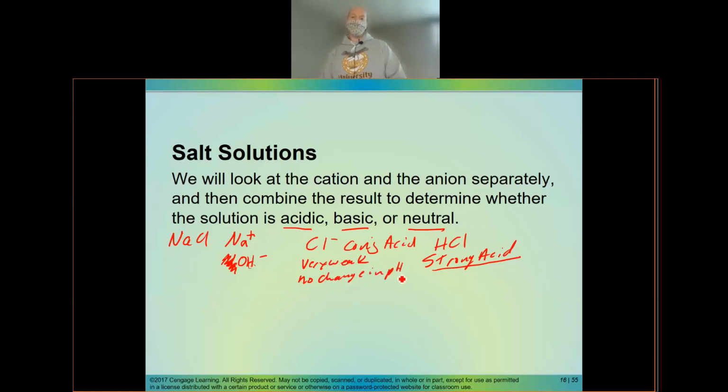The only anions that do not change the pH are the ones that are conjugates of a strong acid. So there are 6 of them. Since this is the conjugate of a strong acid, then you have a very weak base, so weak that it does not change the pH of water. And so if you have NaCl, then you're still neutral.